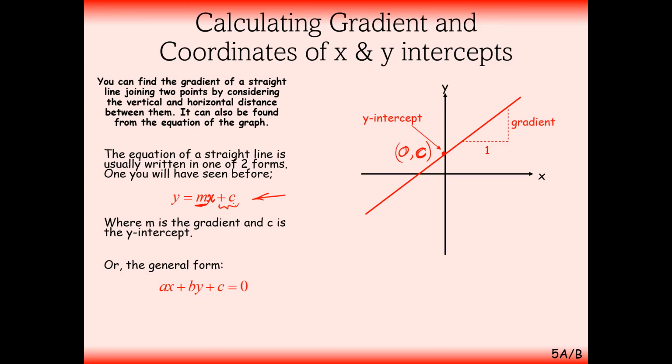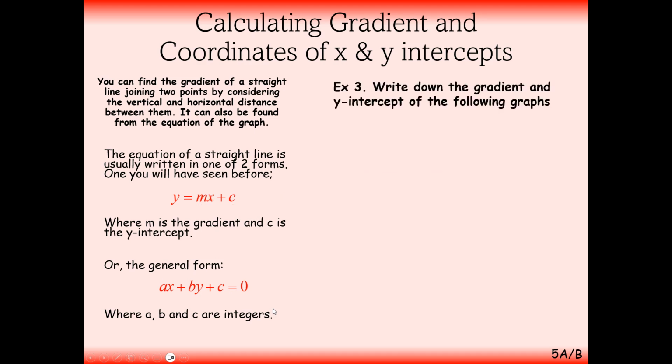Now you might have been asked to rewrite the equation of a straight line in this form. We'll look into how to do that in a second. So in this example, we've been asked to write down the gradient and y-intercept. You just simply read it off, so the gradient and the y-intercept. So the 2 is the y-intercept, and the gradient is always the number in front of x.